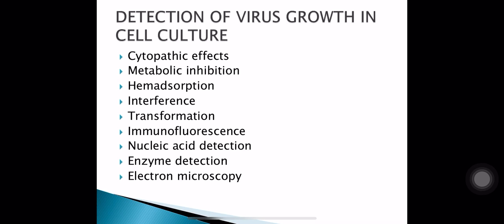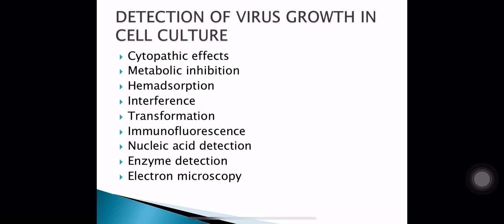So a known virus and an unknown virus, when taken together, the interference can be used for identification of a virus. Viruses can lead to transformation of the host cell genome, leading to cancerous change. Example, oncogenic viruses. Viruses can be seen in immunofluorescence in the infected cells, where the effects can be seen.